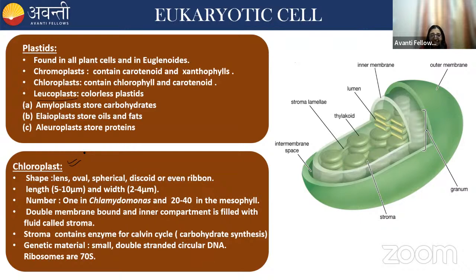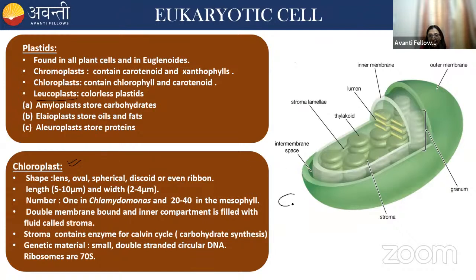And the number of chloroplasts varies, like 1 in Chlamydomonas, which is a green alga, to 20 to 40 in a mesophyll cell. And chloroplast is a double membrane structure. It consists of an outer membrane and an inner membrane. The inner compartment is filled with the fluid which is known as stroma in case of chloroplast.